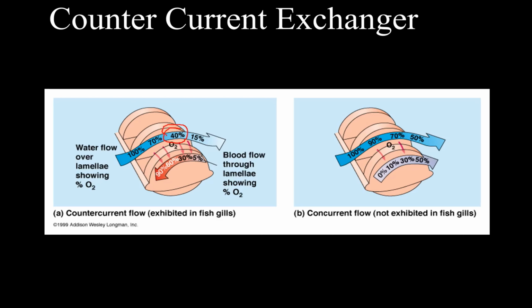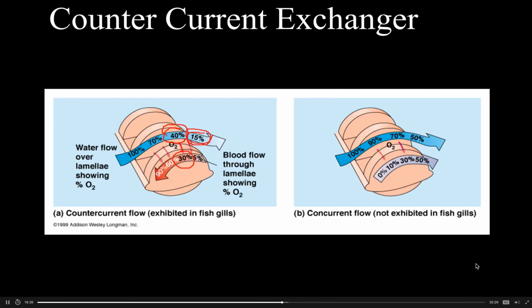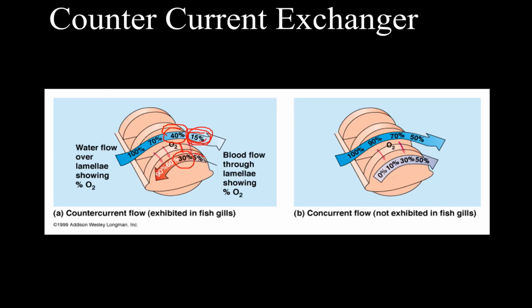Look here where it says 40%. Well, what's the oxygen concentration in the blood at that point? Well, 30%. So again, it's not a huge difference in concentration, but we still have a favorable diffusion gradient, so diffusion is still happening. And when we get here to the end of the gill, when we've harvested as much oxygen as we're going to, we've got 15% of the oxygen left in the water. How much is in the blood? Well, 5%, right? We're close to zero, so we still are moving oxygen into the blood.